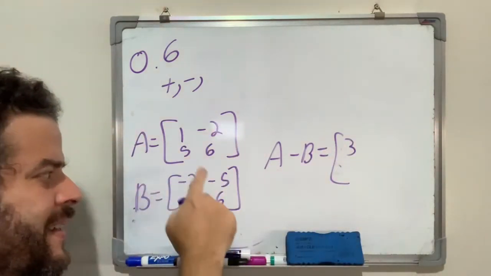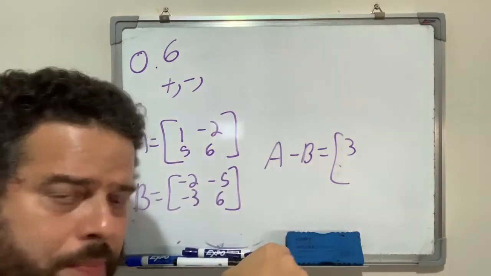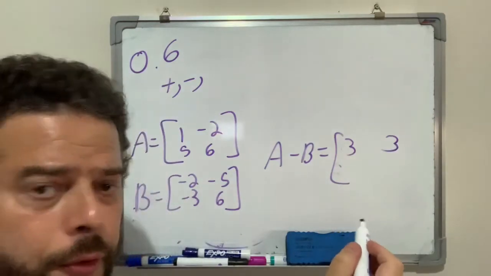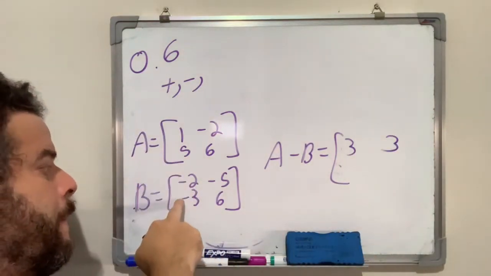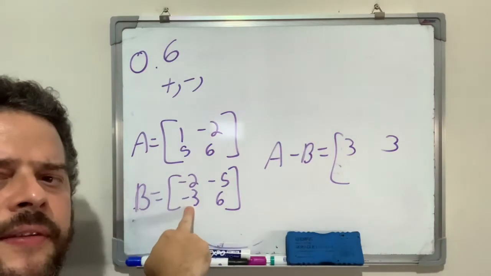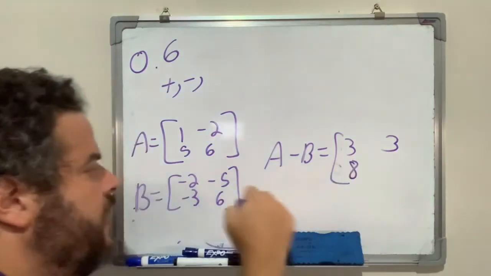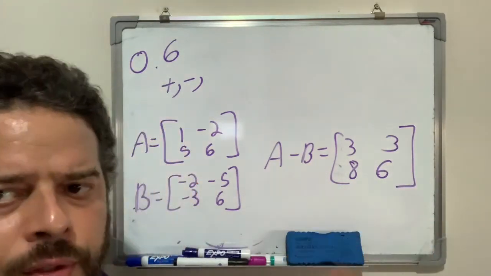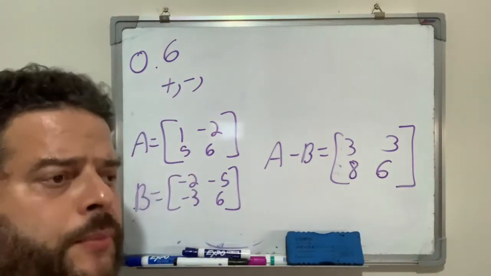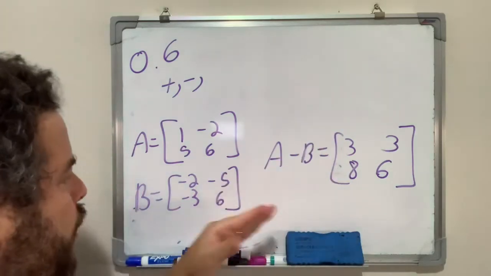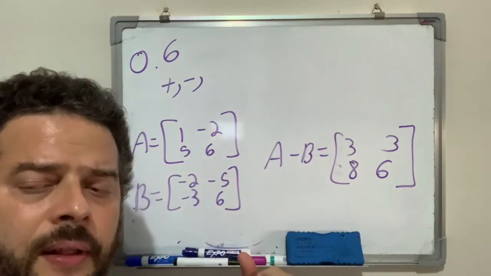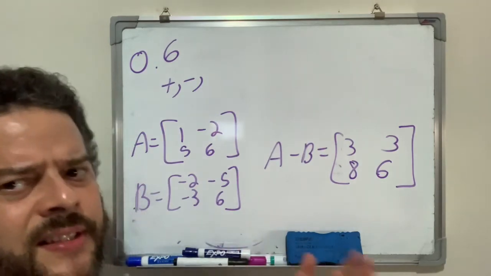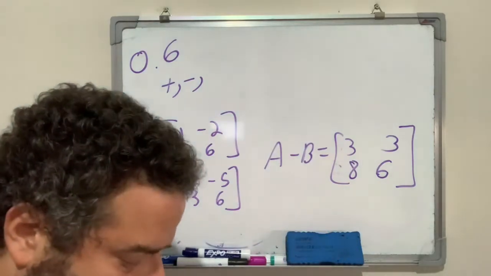-2 minus -5. Negative turns positive. So it'd be -2 plus 5, or the value 3. 5 minus -3 turns into plus 3. 5 plus 3 is 8. 6 minus 6 is 0. And that's your resultant matrix. Now again, subtraction is also pretty straightforward. Think of it like a parentheses that you are distributing. You're distributing the negative sign throughout the entire matrix, just as if it were a parentheses.